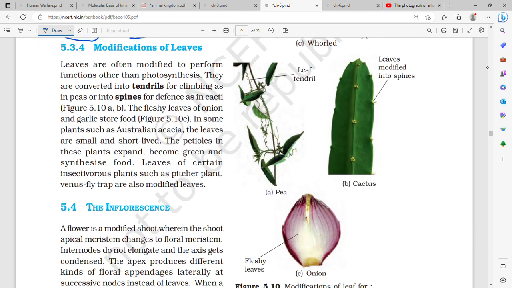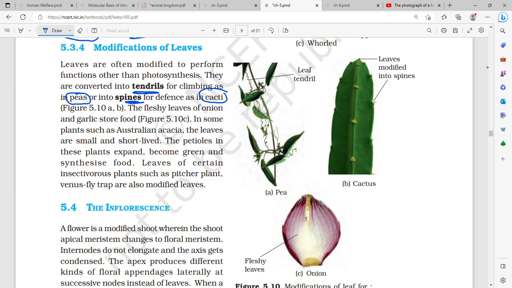Then modification of leaves, that is leaves are modified to perform functions other than photosynthesis. They are converted into tendrils for climbing as in peas, or into spines for defense as in cacti. So the axillary buds get converted into thorns and the leaves get converted into spines. Axillary bud or modified stem.